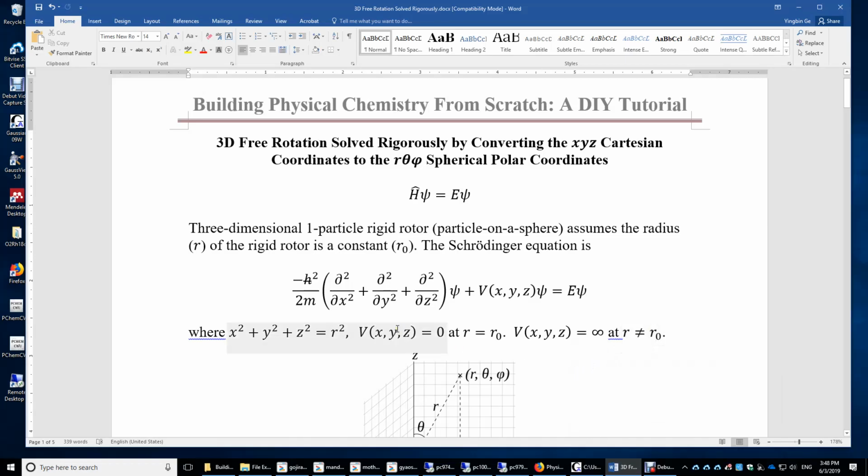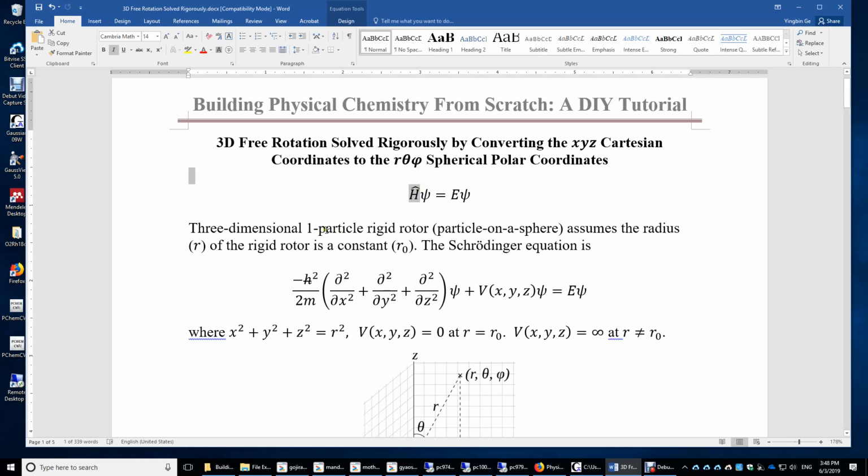In this video, I will solve the Schrodinger equation for the three-dimensional rotation by converting the x, y, z Cartesian coordinates to the r, theta, phi spherical polar coordinates. The time-independent Schrodinger equation is Hψ = Eψ. H is the Hamiltonian. H equals the potential energy operator plus the kinetic energy operator.